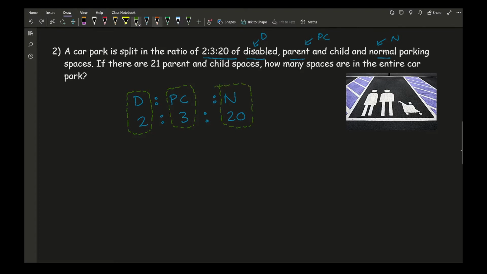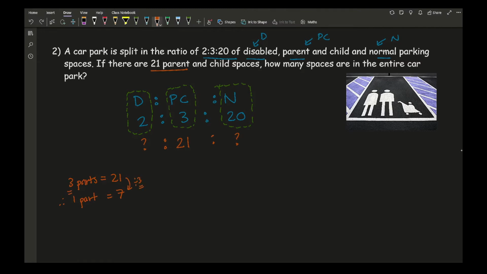Looking at this then, we know that there are 21 parent and child. So here that's going to be 21, and I don't know what these two values are going to be. So I know from this that 3 parts equals 21 spaces. Therefore, 1 part is going to equal 7, because all I've done there is divide it by 3. And where's 3 come from? The number of parts.